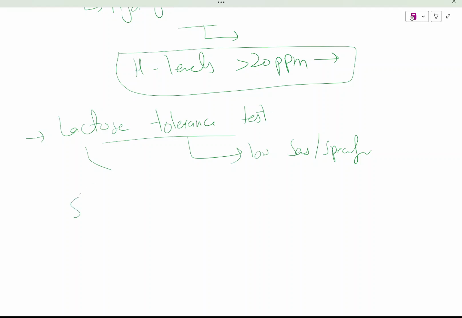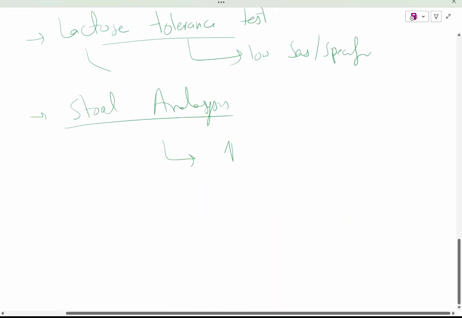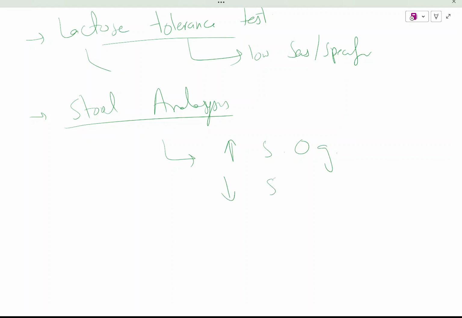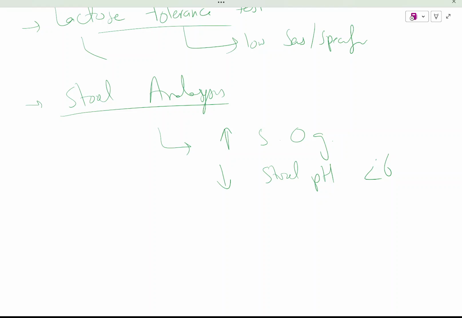So next test is our stool analysis. If you have any question you can ask me. Stool analysis. There will be increased stool osmotic gap, and there will be decreased stool pH, less than 6. Like the patient comes to you with acidic stools. Why? Due to lactose fermentation. Lactose is fermented by colonic bacterial flora.